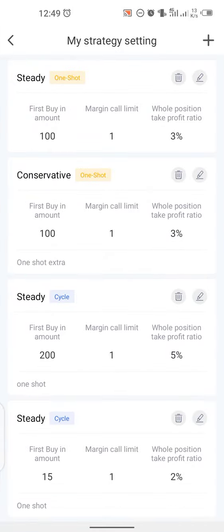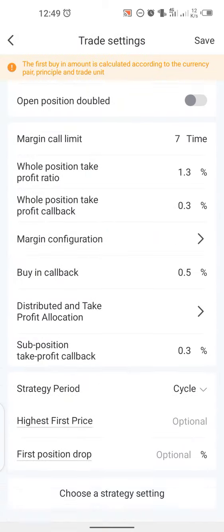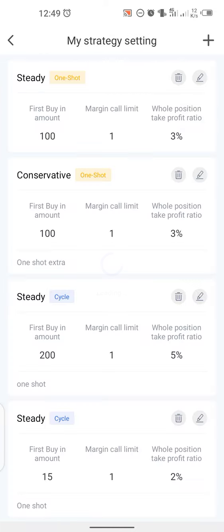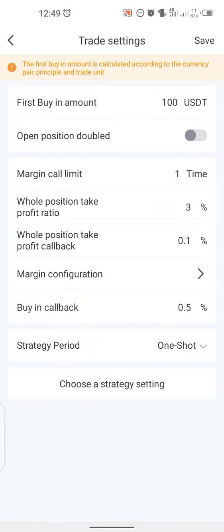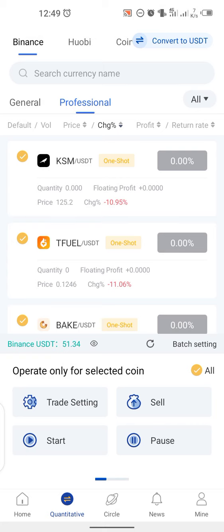And now when I save it, I come on quantitative. I select all the coins. Then I tap on trade settings. Then I tap on choose strategy and I select my strategy. Then I save it, and all the coins will have this strategy.